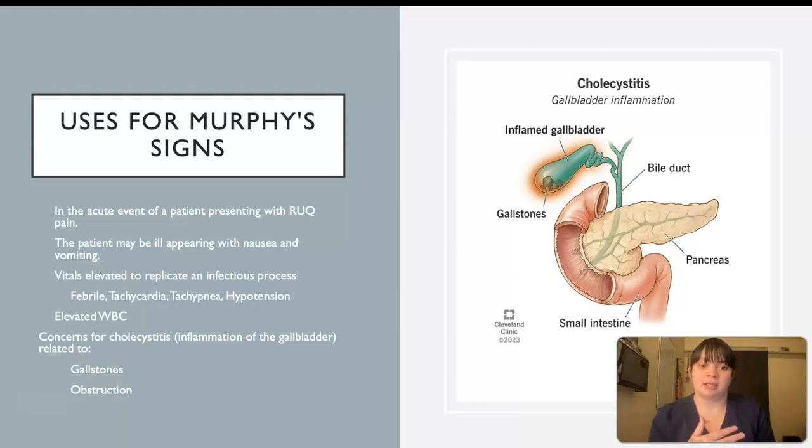To complete this assessment, I will have my patient inhale, exhale. On that exhale, I will be palpating for the gallbladder. I will have them take a deep inhale, and if they experience that sharp shooting pain, that would be a positive Murphy's sign, and I would want to notify the provider to initiate some further testing, such as a CT of the abdomen and or an ultrasound.